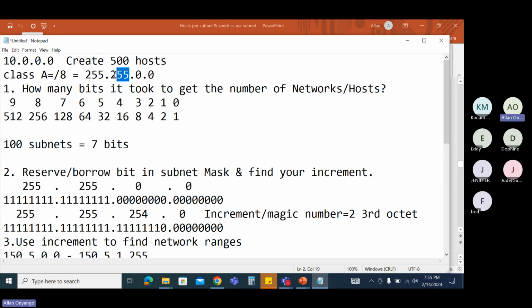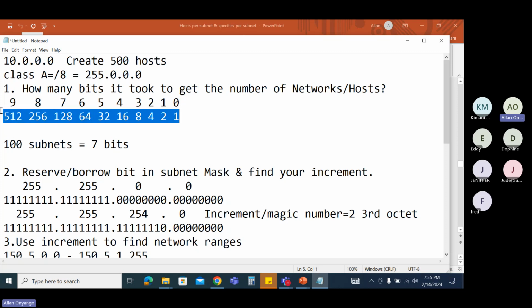Subnet mask will be 255.0.0.0. Very good. Guys, 500, where do you find 500? By the way, if you're given a bigger number, keep on doubling that number until you get closer to it. Well, now we have done the one for 512, so it's made our work easier.